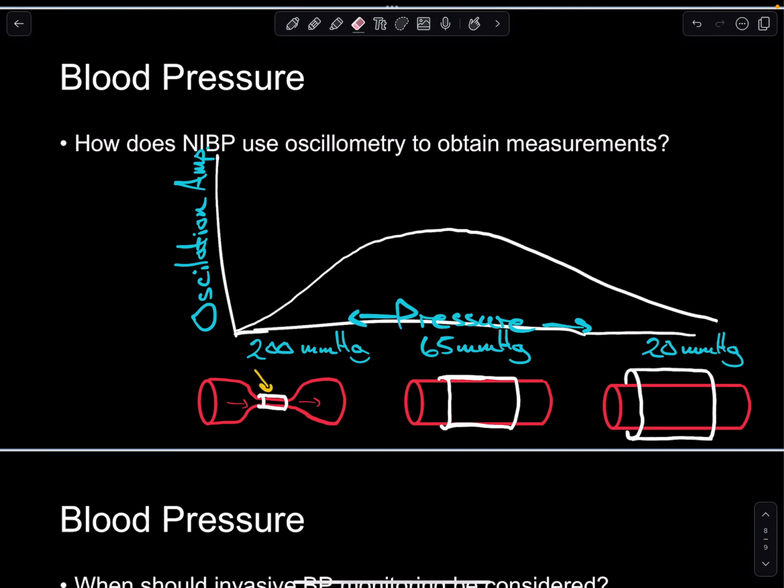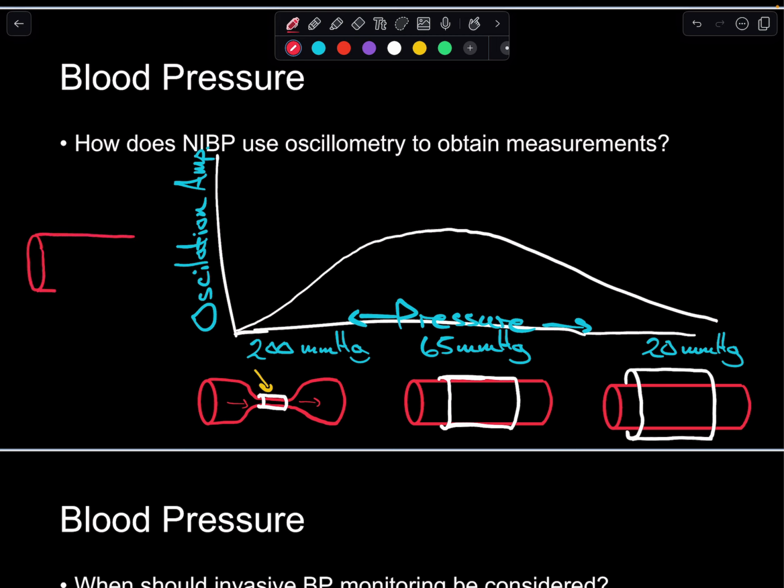So a non-invasive automated blood pressure cuff uses a technique called oscillometry to measure blood pressure. So if you imagine in our patient's arm, they have arteries. That's what I'm drawing here. And in the arteries, they have blood flow that goes through the artery. And with each pulse, each heartbeat, the blood exerts a pressure on the walls of the artery.